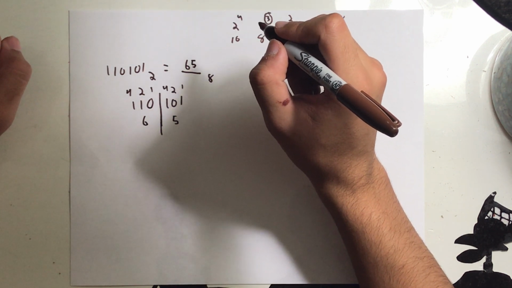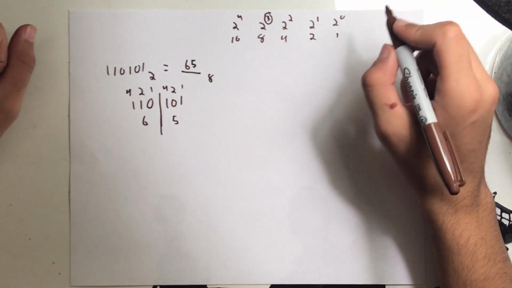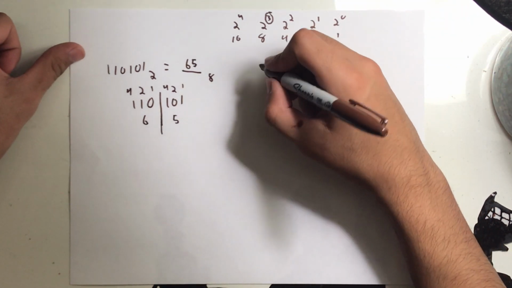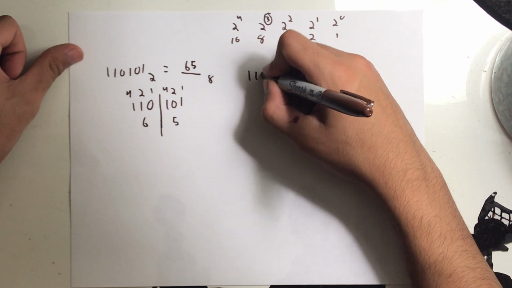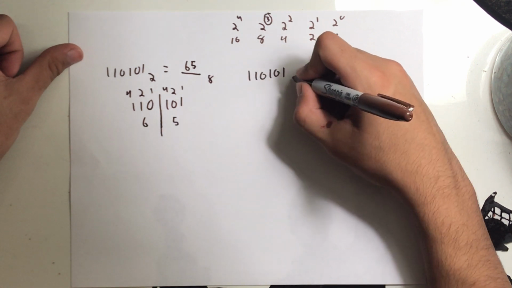Let's try another example. Let's say perhaps we had, I don't know, 1, 1, 0, 1, 0, 1 base 2.